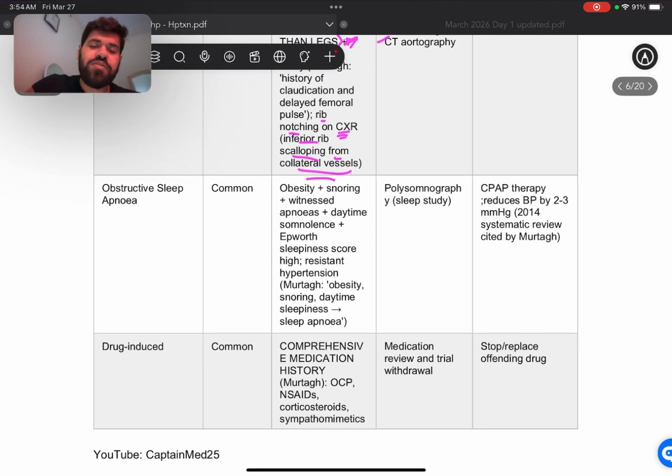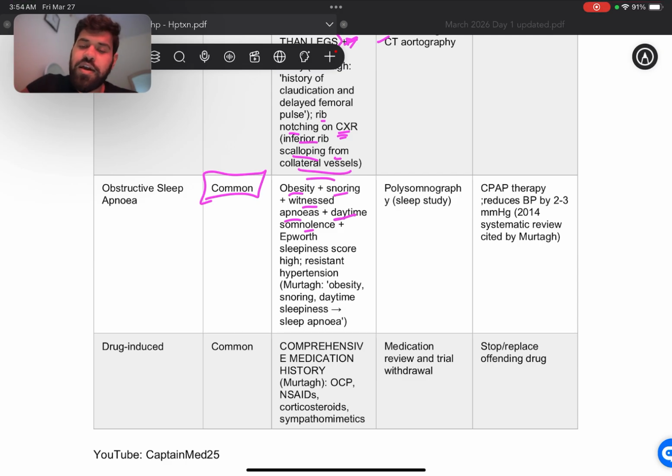Then OSA or obstructive sleep apnea, it's the most common one out of all of these. It is because of obesity. Then we see snoring and witness apneas, daytime somnolence, and we have to do something called an Epworth sleepiness score, which is going to be high for obstructive sleep apnea because they can't sleep properly at night. And in this we'll see resistant hypertension as well.